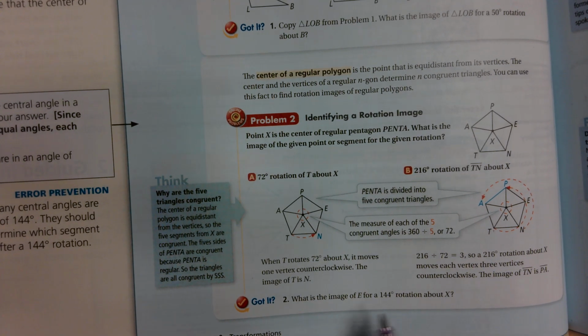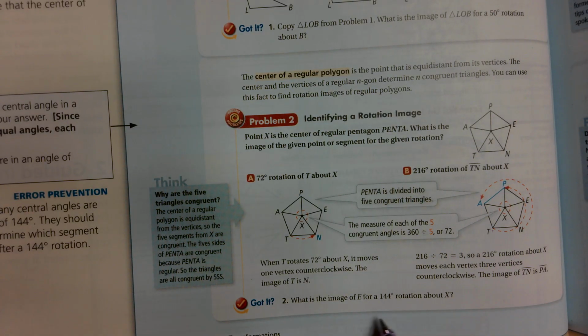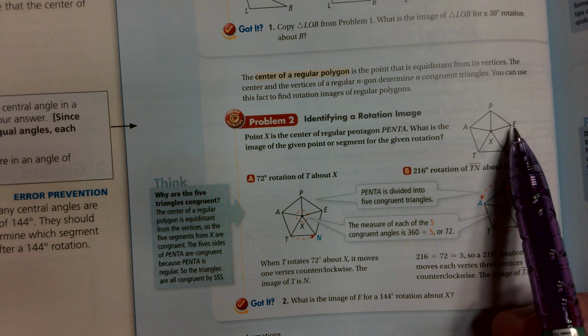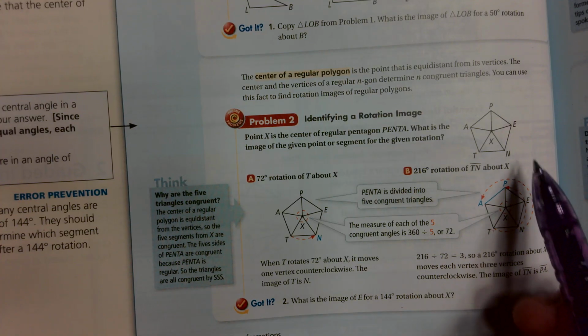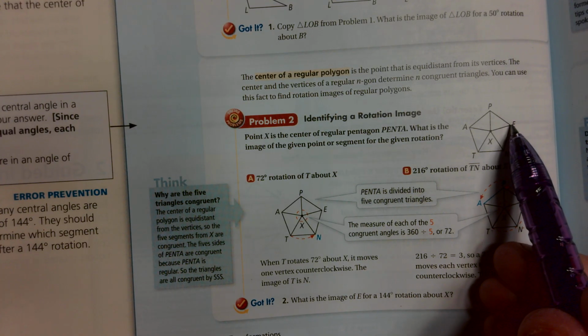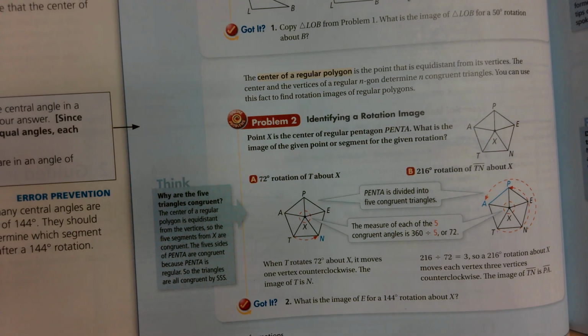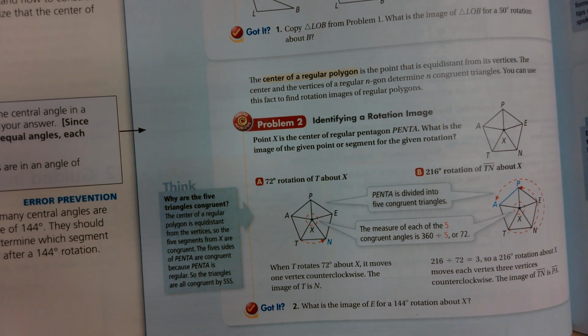So you guys can tell me what is the image for E. So here's E for a 144 degree rotation about X. 144, how many chunks of 72 is that? Right, it's 2. It's positive, so we're going to go counterclockwise, and the answer would be A, point A. Good.